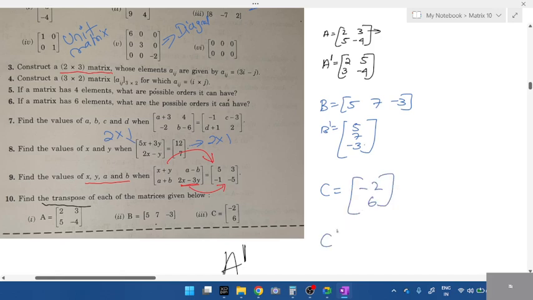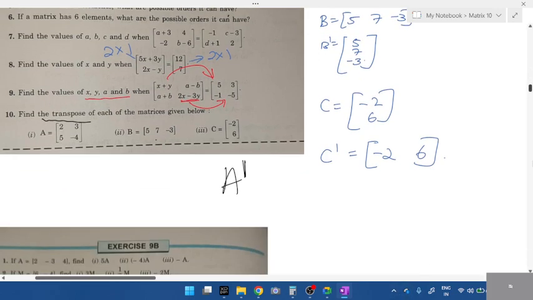Okay, what is C dash? Column is given, convert into row. Other things will remain the same. Just keep this in mind. Like numerator becomes denominator, denominator becomes numerator, in the same way, row becomes column, column becomes row. That's it. Okay, first exercise is done.